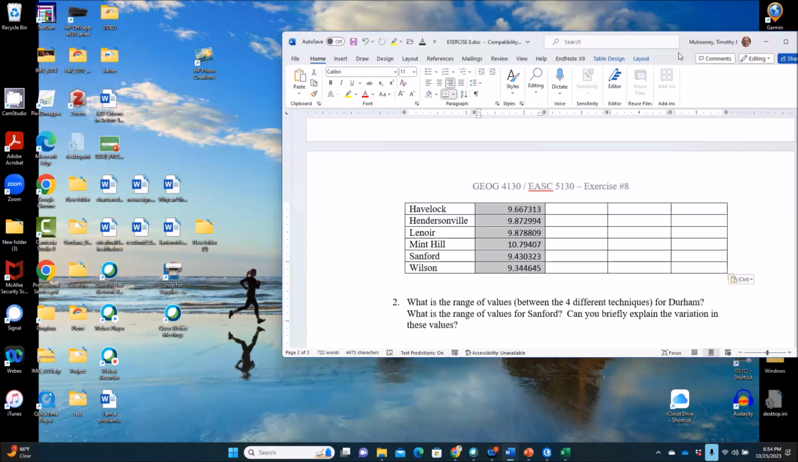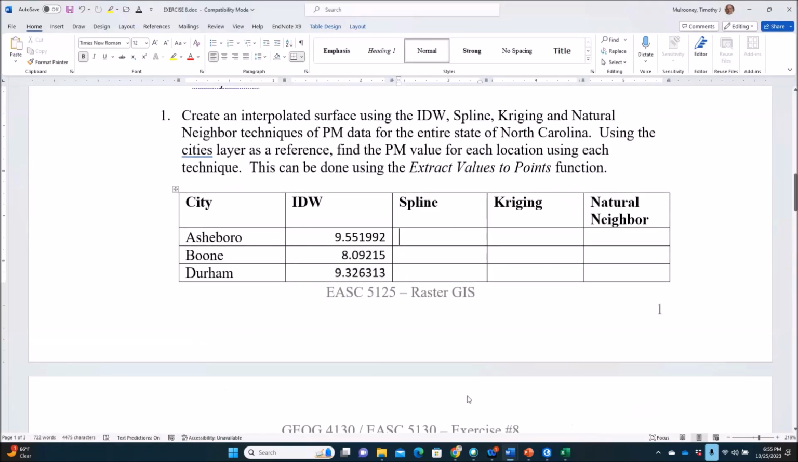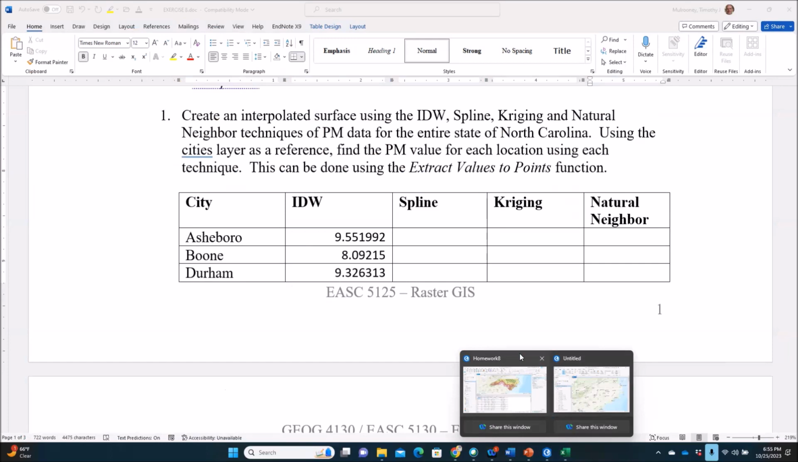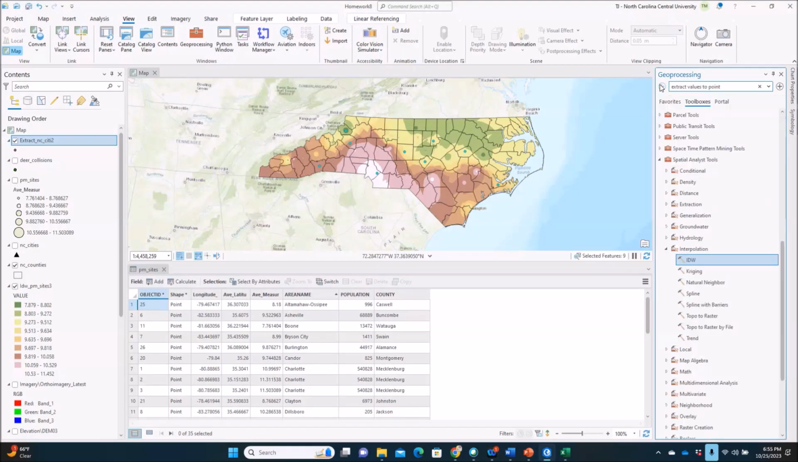Now, what I'm going to ask us to do is run and do this again for spline. And you're going to do this again for Kriging. And you're going to do it again for natural neighbor. The only thing I would suggest and be aware of is make sure you do the same thing every time. Leave the default processing speed.